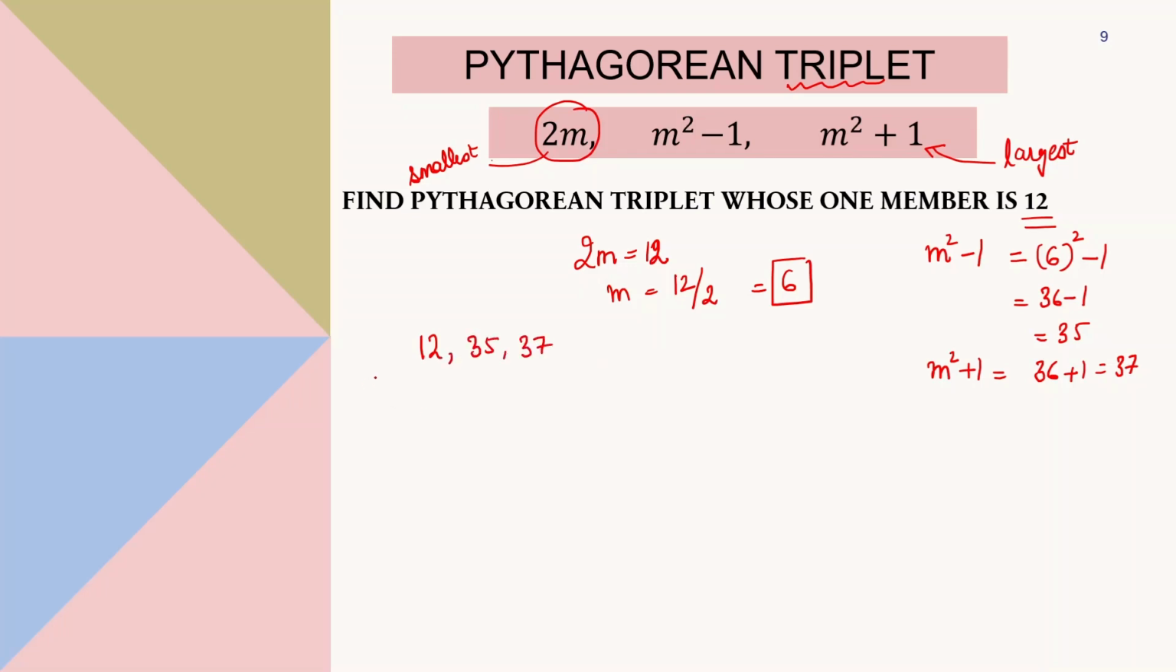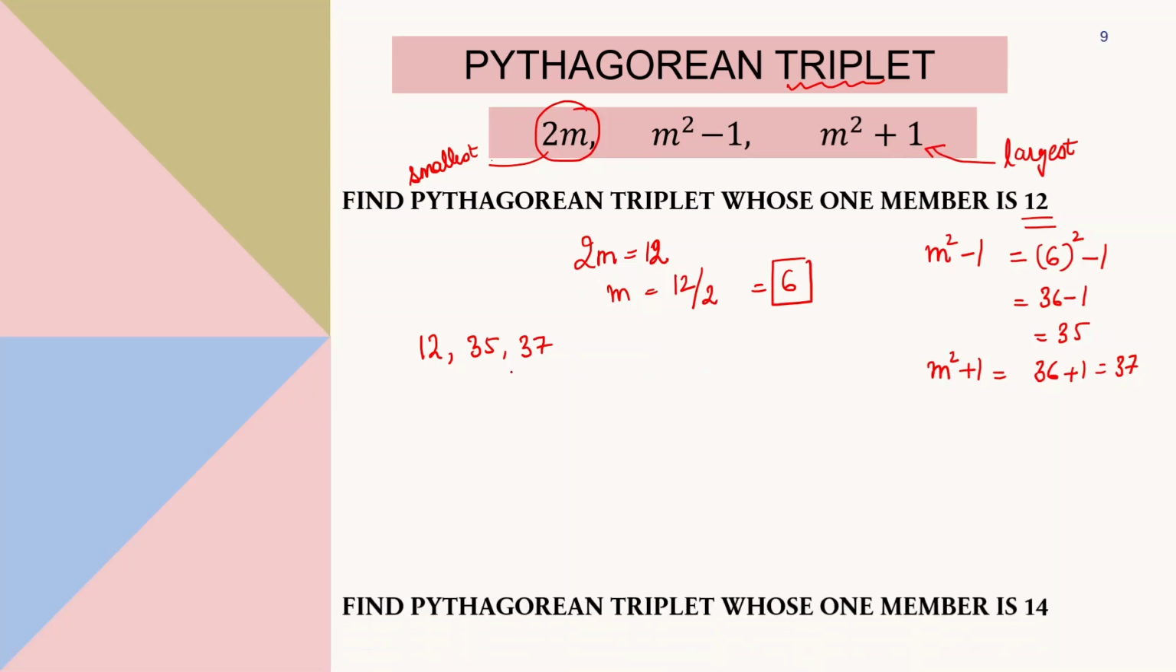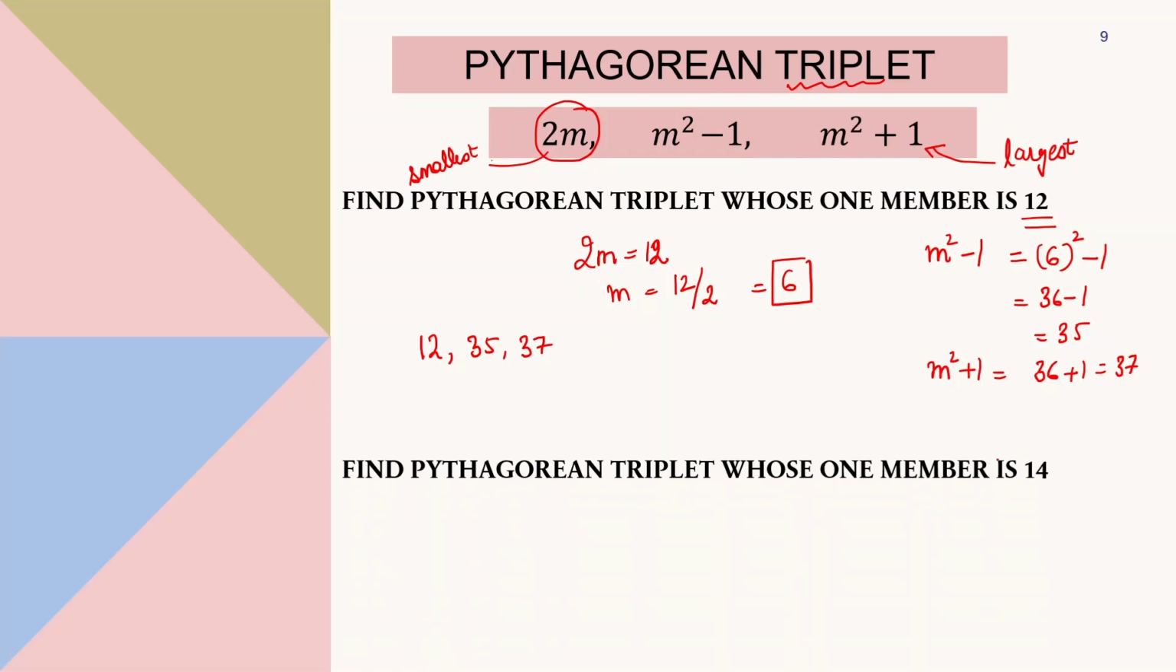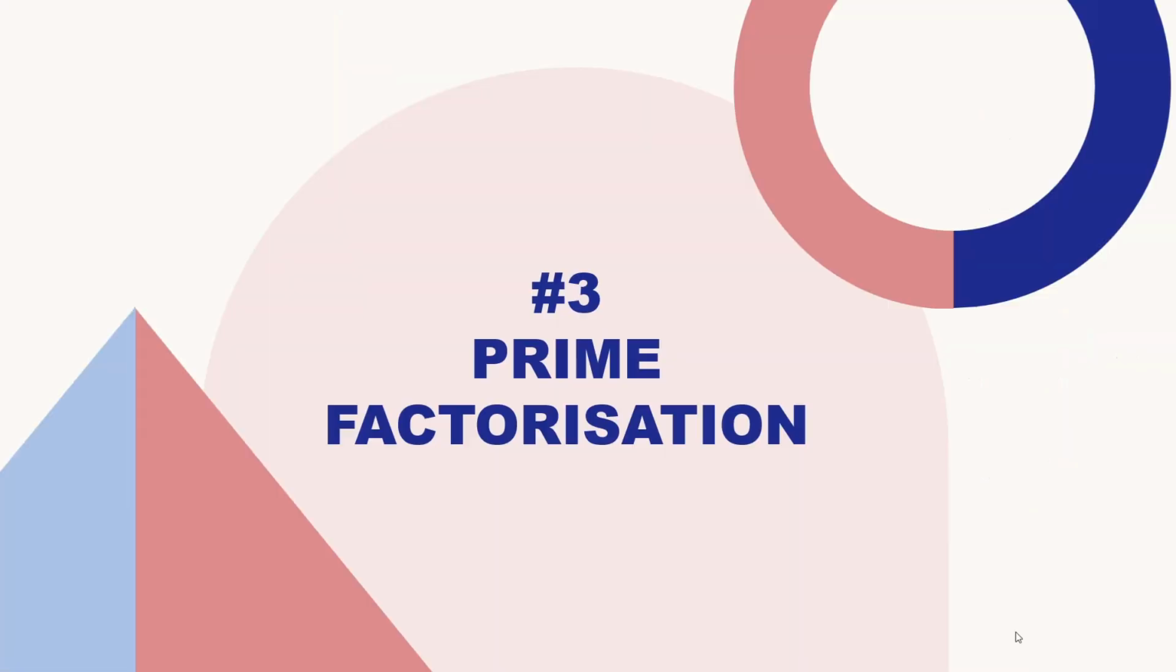Now you can check from here, 12 is the smallest one and m square plus 1, which is 37, is the largest one. So you can try the next question, where one of the members is 14, by yourself using the same concept. Moving to the next subtopic, that is prime factorization.